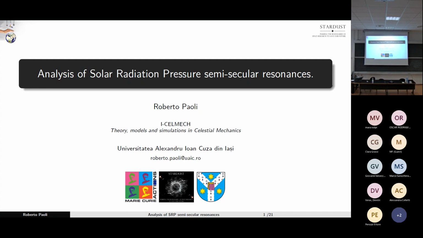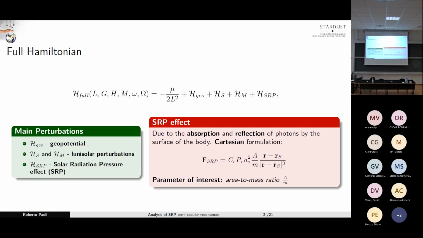And without further ado, let me start with this presentation where I hope I will give you some new insights of the problem of solar radiation pressure semi-secular resonances. So I'm going to start with the full model and then refine it to develop toy models to focus on this particular aspect. We start with the perturbed Kepler problem, perturbed by the geopotential, lunisolar perturbation, and solar radiation pressure.